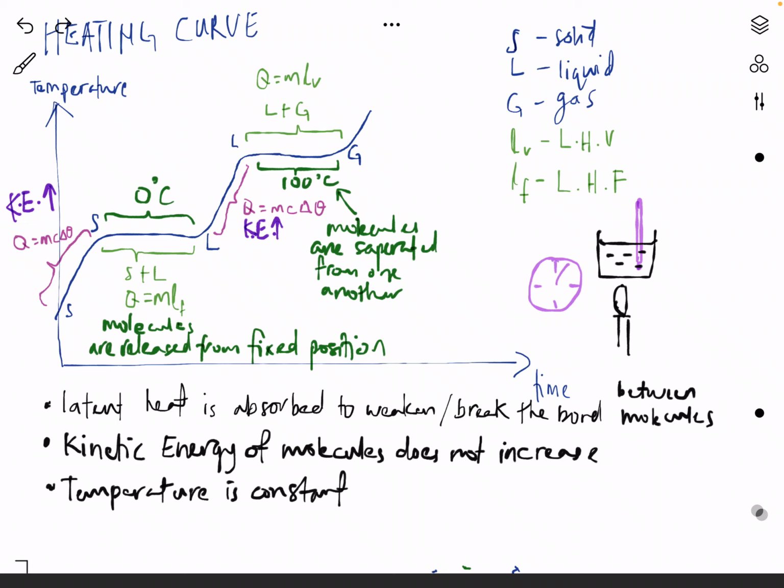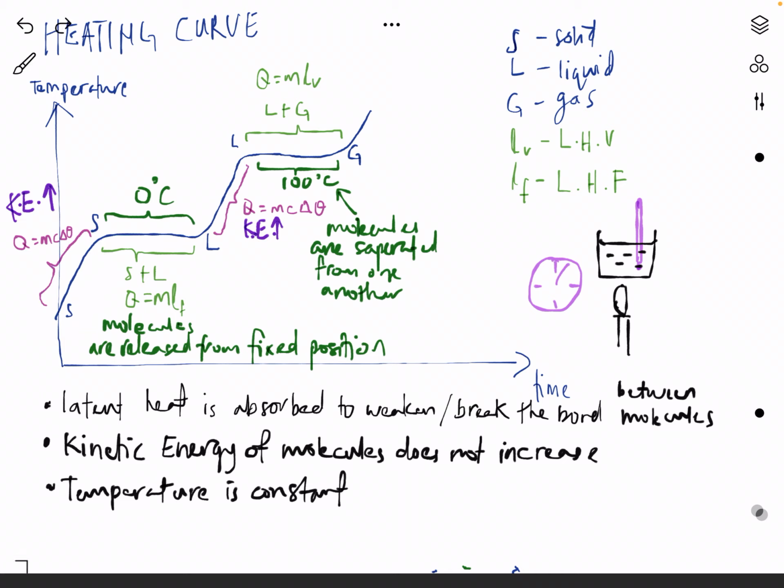Okay, now let us look at the keywords here. S: solid, L: liquid, G: gas. LV stands for latent heat of vaporization. LF stands for latent heat of fusion. Now let us start from here.